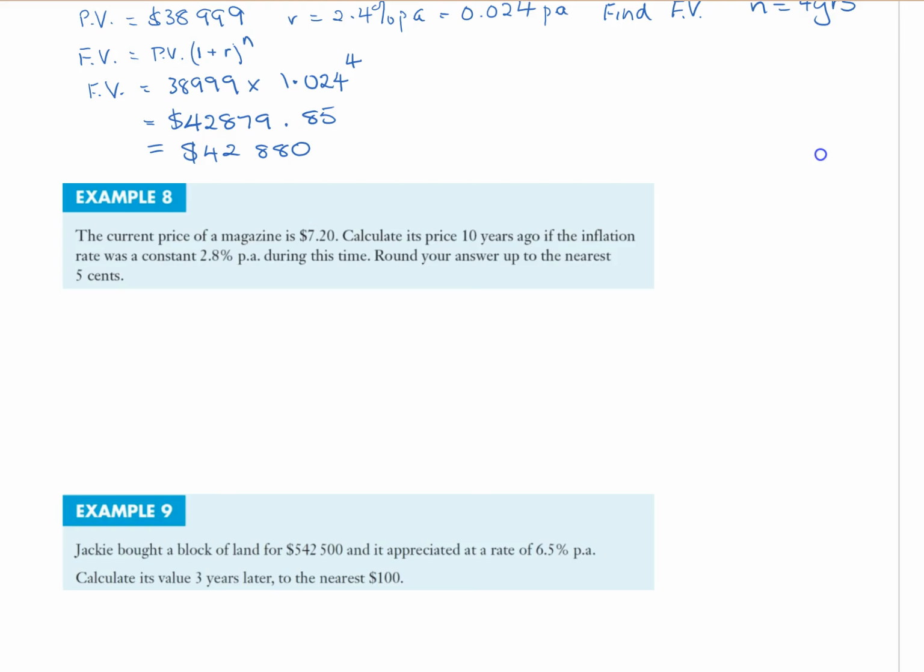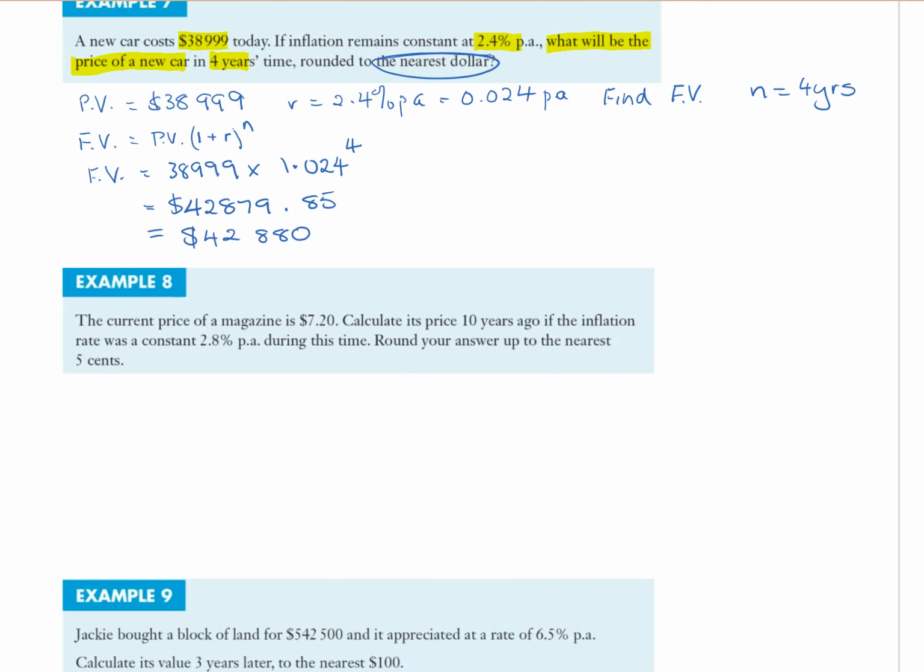Example 8. So now just following our problem-solving techniques, which are that when we've got a worded problem, we go through and we read it and highlight the important features of the question. It says the current price of a magazine is $7.20. Calculate its price, those words are telling us what the question wants, 10 years ago. If the inflation rate was 2.8% during this time, round your answer up to the nearest 5 cents.